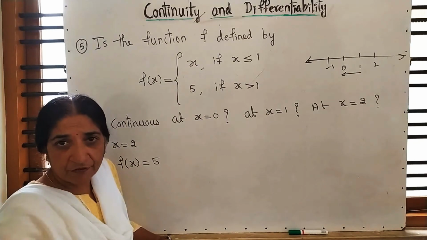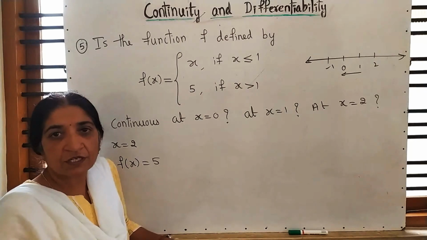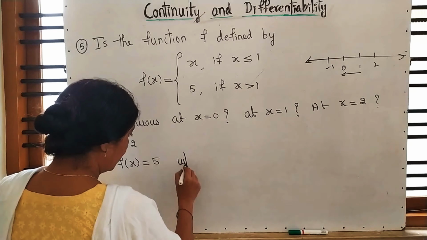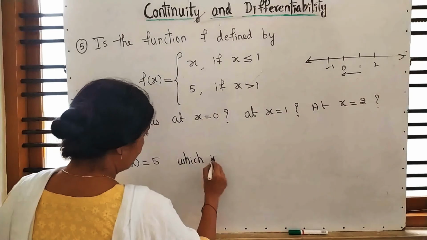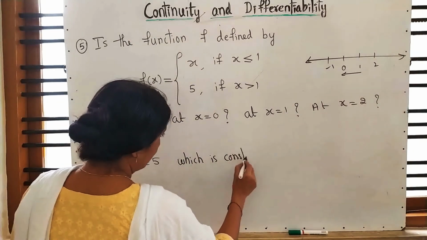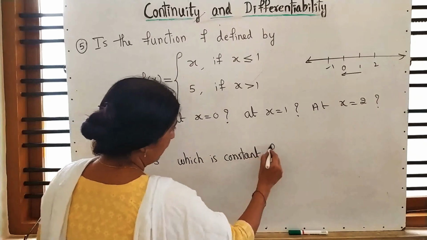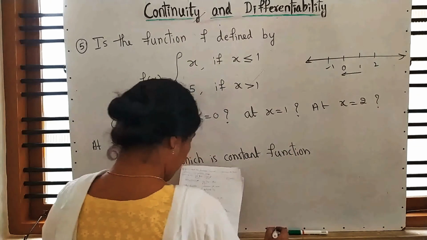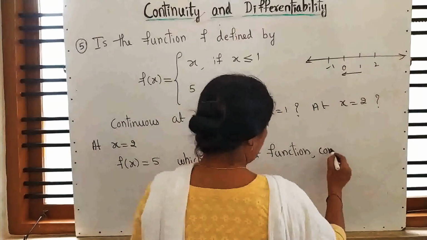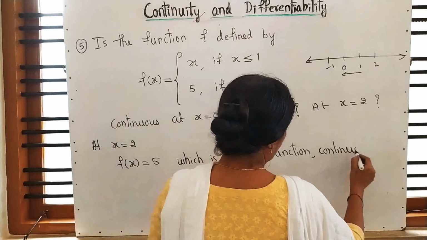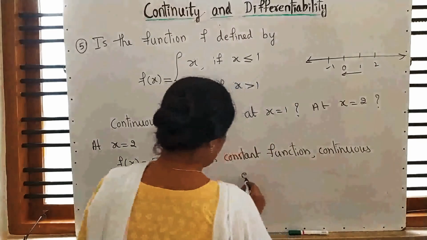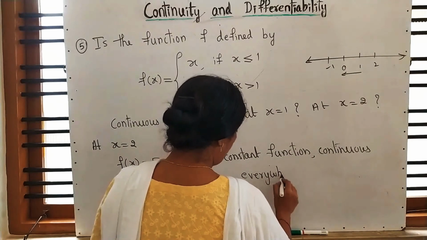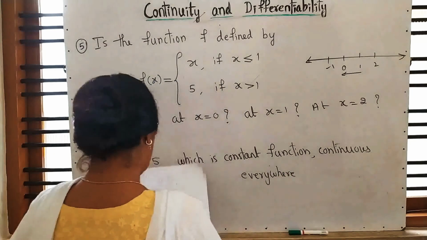So f of x is equal to 5 means it is a constant function. And what about a constant function? Constant function is continuous. Which is a constant function, continuous everywhere. See, is it very simple or what? Yes, it is very simple.